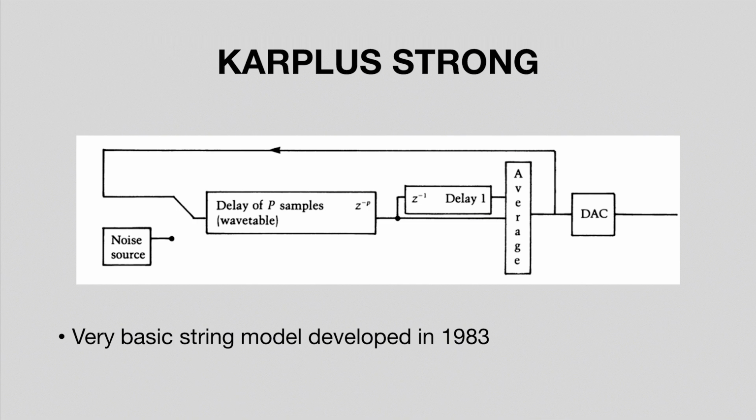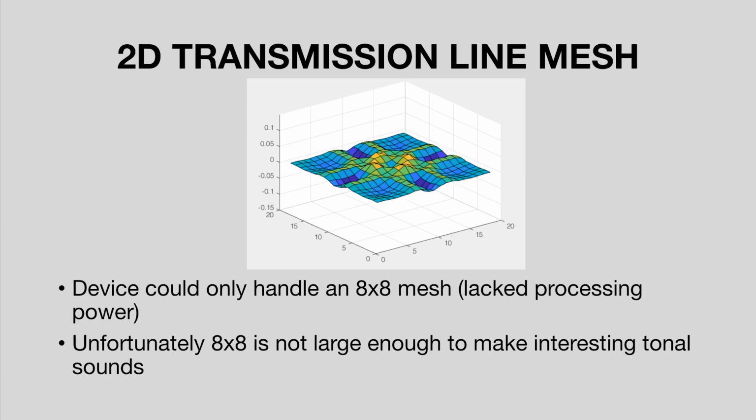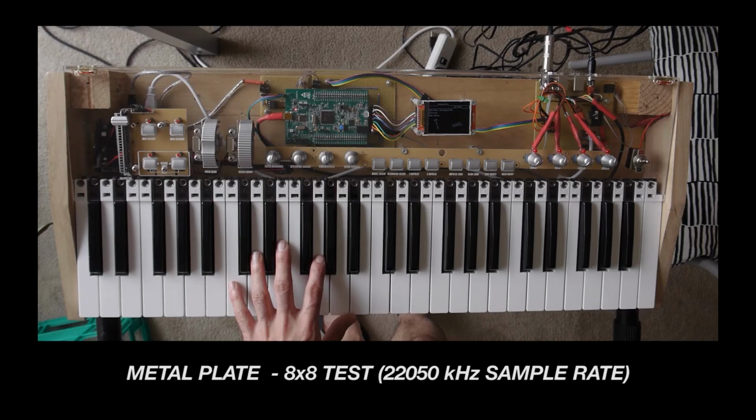Additionally, the synth has a Karplus-Strong model implemented, which is essentially a delay line loaded with white noise, fed into an averaging filter. A 2D waveguide model was also implemented, which is essentially the same delay line, but extended to 2 dimensions. Unfortunately, the 2D waveguide could only run at 8x8 on the device, which doesn't leave much room to make a tonal instrument.